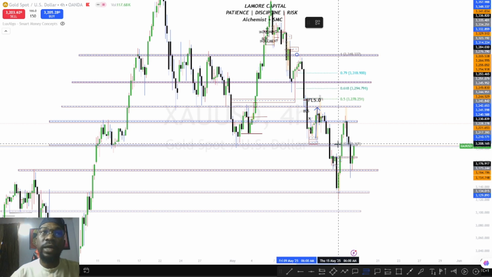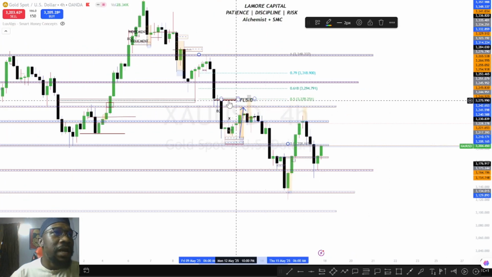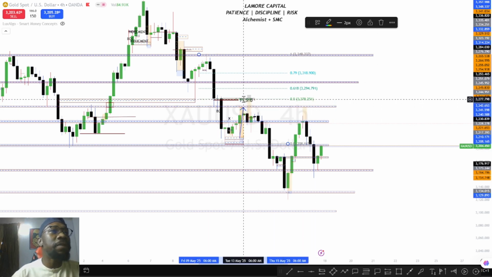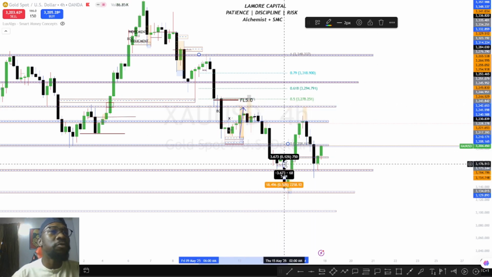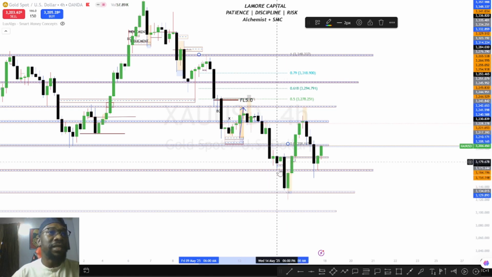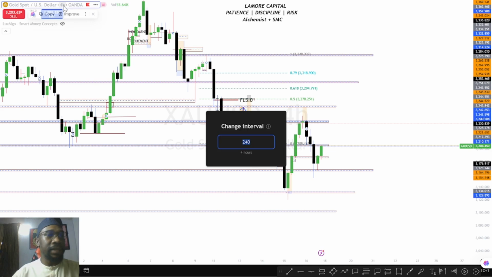So what did I do when I got all of that? I drew my fib level. As you can see, my 0.5 level is lying on this zone here. So I expected the market to tap into this 0.5 level before we see an immediate rally down. But it did not respect my 0.5 level, so I didn't take that particular trade.